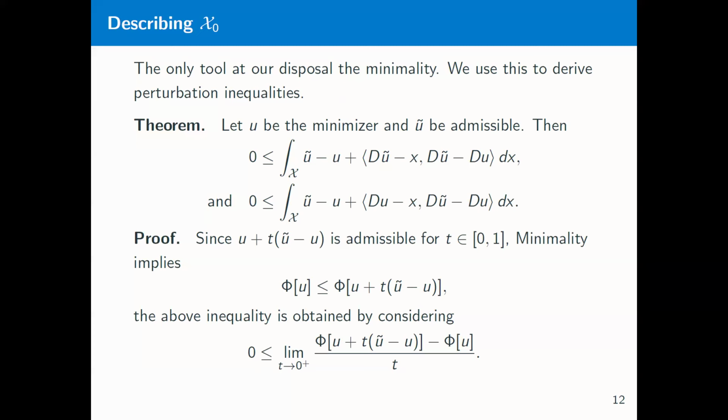This little explanation is just for the second. What we're doing is differentiating our function at the point u, where u is the minimizer.